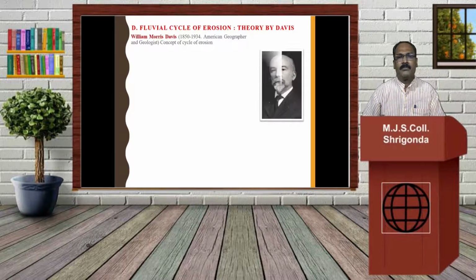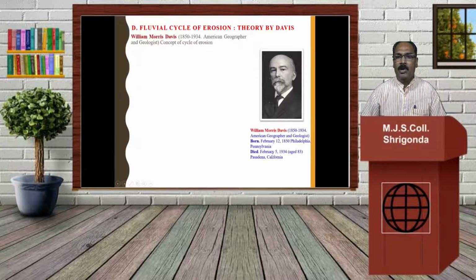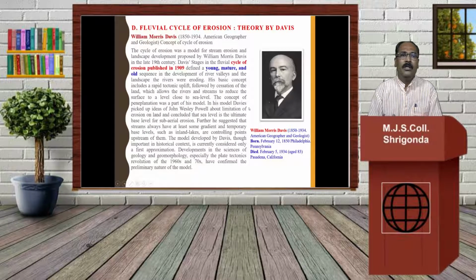W.M. Davis was an American geographer and geologist who gave the concept of the cycle of erosion. He was born on 12 February 1850 in Philadelphia, and died on 5th February 1934 in California.